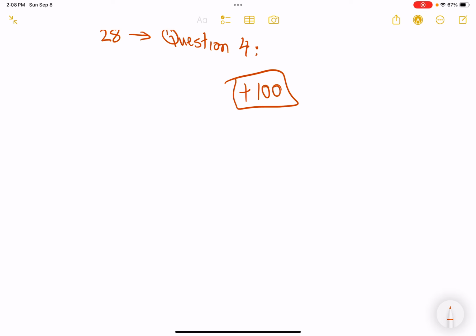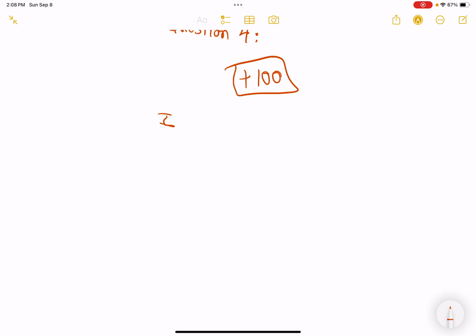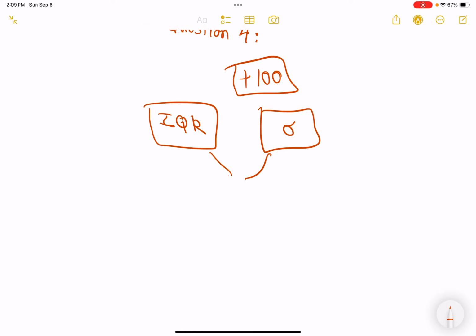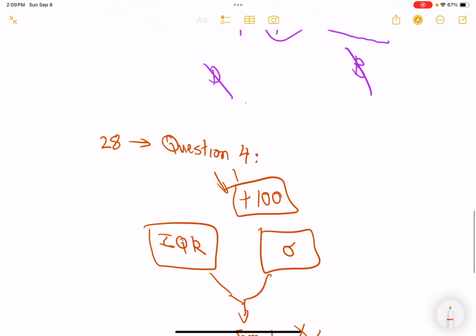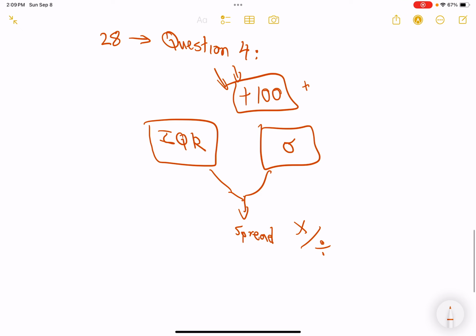Now stop. Before you freak out, before you recalculate everything, remember we're asking for 2 things. We're asking for IQR and we're asking for standard deviation. Now, this is a messy question for this reason. You will notice that IQR and standard deviation are both measures of spread. And spread can only be impacted by multiplication and division. But we are simply adding 100. That's addition. We do not need to do any calculations except for finding the interquartile range as it stands.